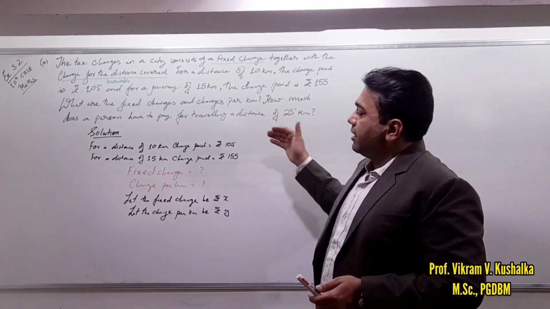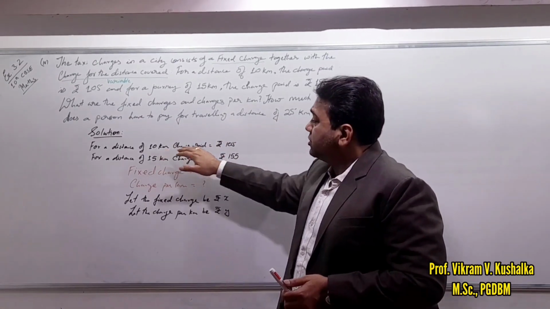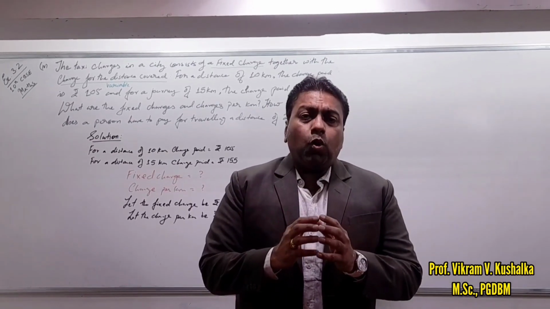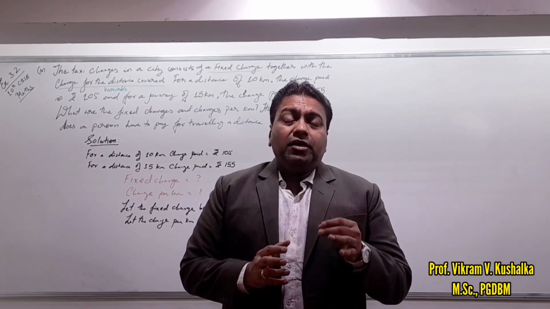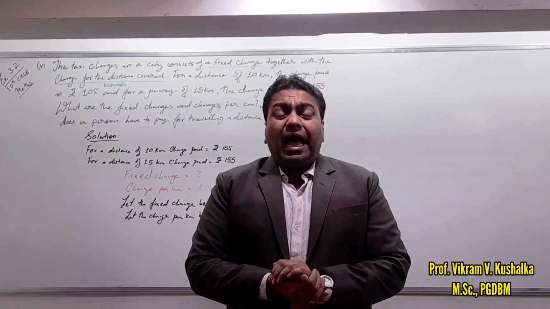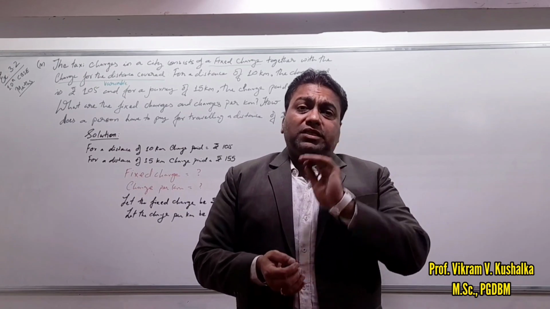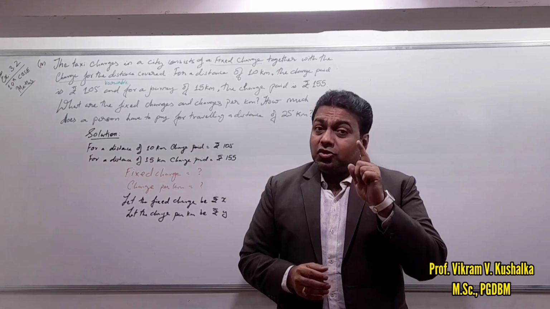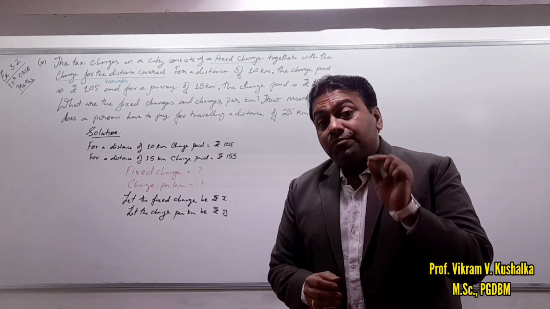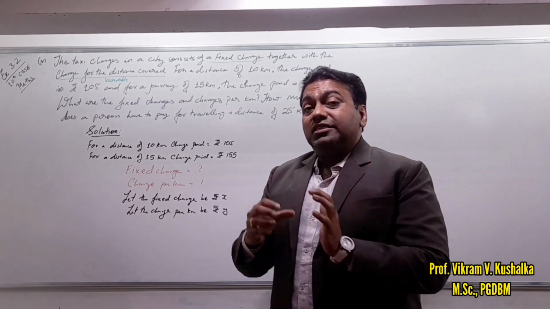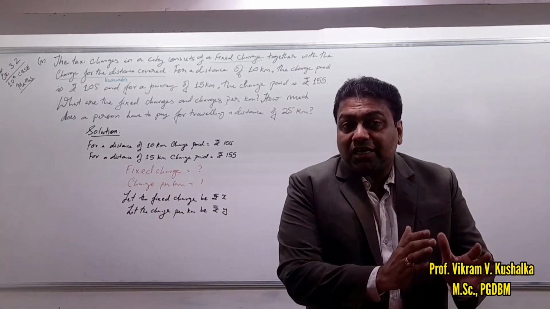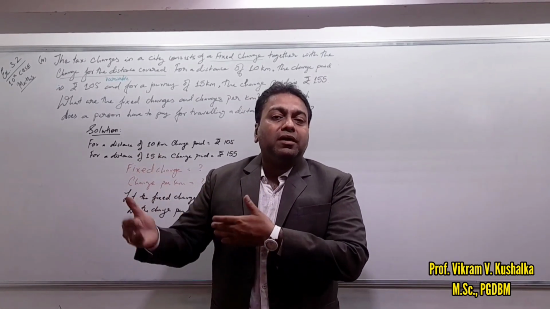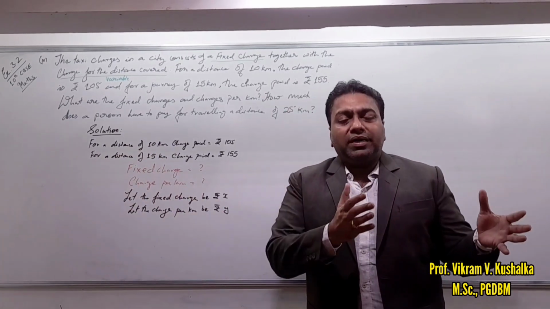Now let us move to our condition number 1. Condition number 1, for a distance of 10 kilometers, charge paid is rupees 105. Say for example, if the fixed charge was rupees 20, and you traveled a distance of 5 kilometers, and per kilometer the charge is rupees 10. So what would be your final meter bill? I am repeating again. The fixed charge is rupees 20 and charge per kilometer is rupees 10, and you traveled a distance of 5 kilometers. So 20 rupees is a fixed charge that you are supposed to pay, and 5 kilometers into 10, because 10 is your per kilometer charge, that's 50 rupees. So 50 plus 20 gives you 70.